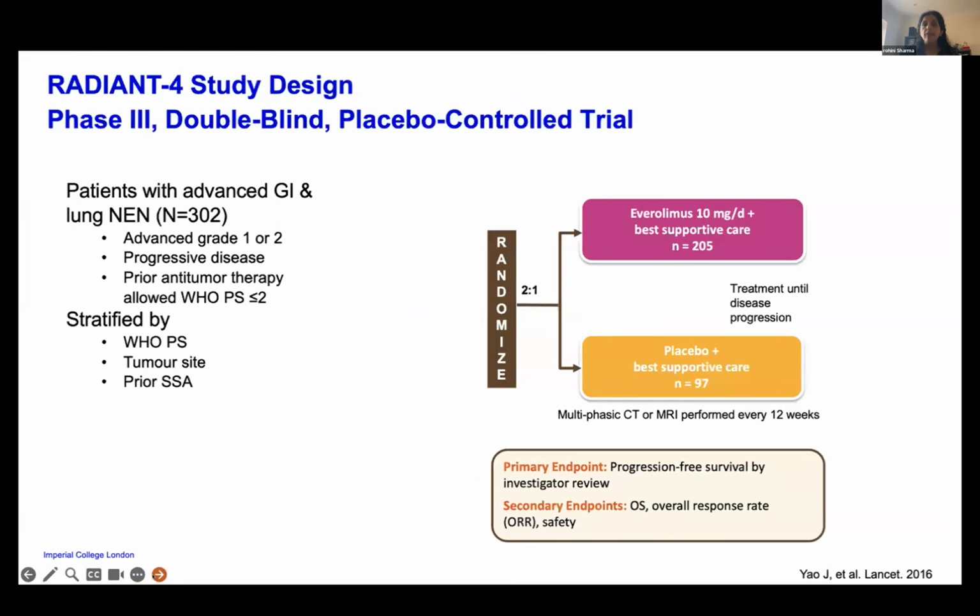Everolimus was then tested in the RADIANT-4 study, where patients were enrolled who had advanced gastrointestinal and lung neuroendocrine tumors. So if you recall, the last two studies, RADIANT-3 and the sunitinib study, only included pancreatic NETs. This included GI and lung NETs. They were randomized in a 2-to-1 fashion to receive either everolimus or placebo. And again, the primary outcome was progression-free survival.